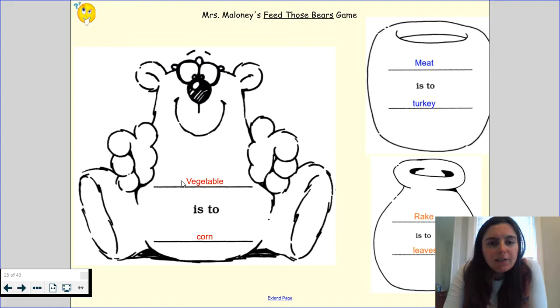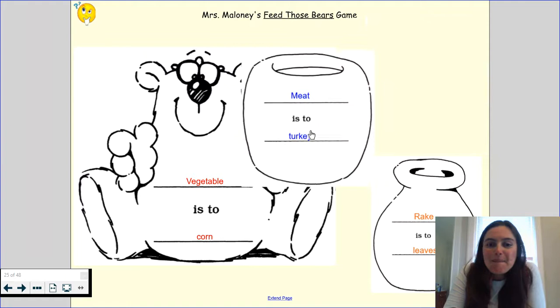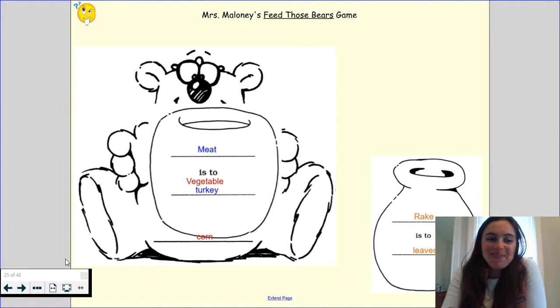All right, well, corn is a food and it's a type of vegetable. Turkey is a type of meat. Are leaves something you eat? No, I think that meat is to turkey is the analogy that goes with vegetable is to corn, because they're both food and they both go in the different categories. So turkey is a type of meat. Corn is a type of vegetable. Let's see if we're right. Got it. All right. Let's try the next one.